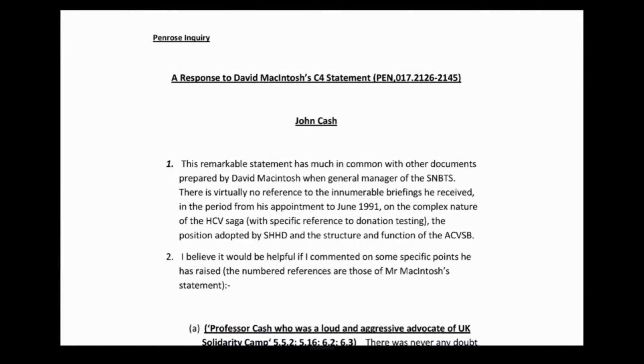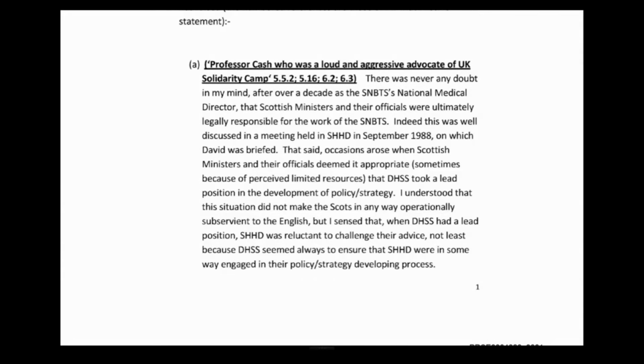Professor Cash talks about the relationship between the SHHD and SNBTS, and indeed the relationship between SHHD and the DHSS in London. So this happens to be a response to a statement from David McIntosh, who was the general manager of the SNBTS. But if we look at the bottom half of the page, Professor Cash says this more broadly about the various relationships.